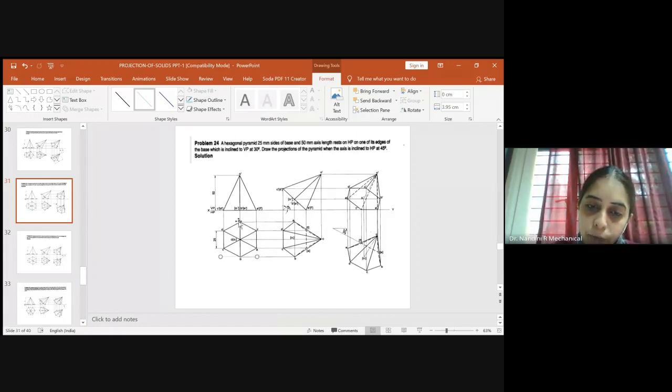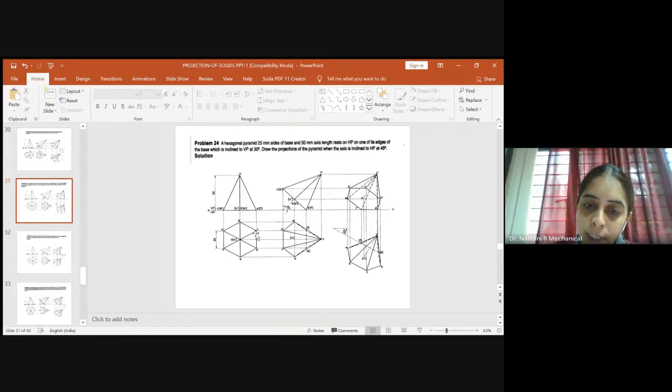So if you feel this way of construction is difficult, you can do it the other way also. For that, no need of drawing the straight line. You can just draw a vertical line here first.